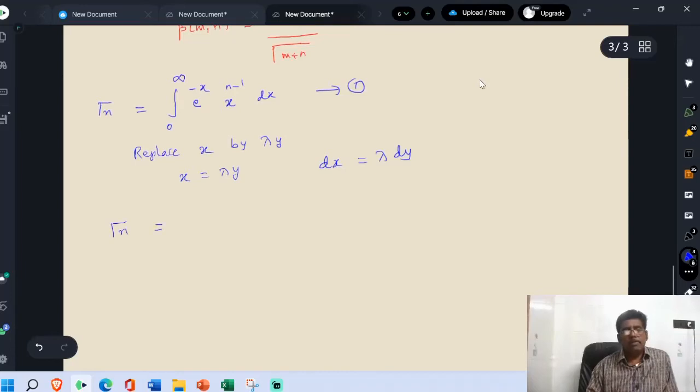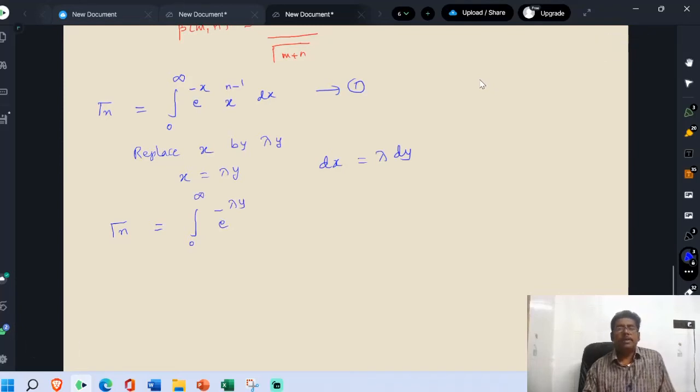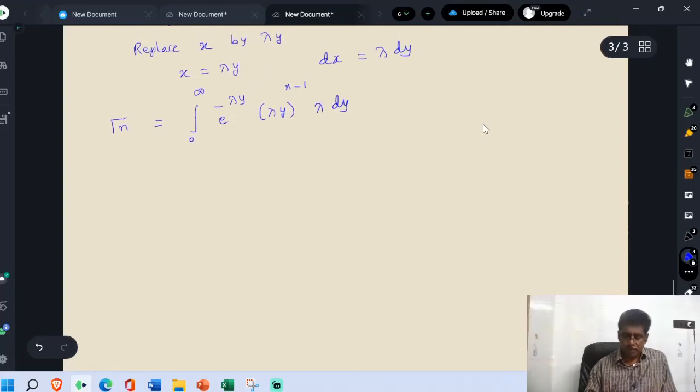Gamma of n is equal to the integral with limits varying from 0 to infinity, e power minus lambda y. Instead of x, we have substituted lambda y, with the minus sign kept. Then x power n minus 1 becomes lambda y power n minus 1, and dx is lambda into dy. Now this equation is modified as the integral from 0 to infinity, e power minus lambda y, lambda power n minus 1, y power n minus 1 into lambda dy.